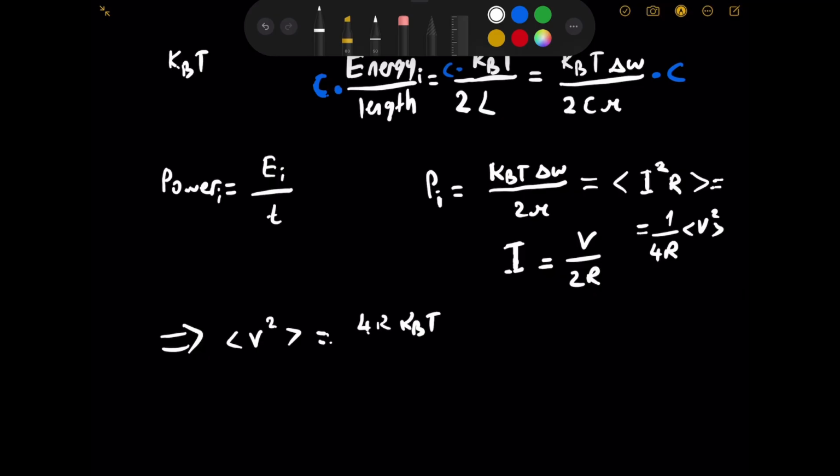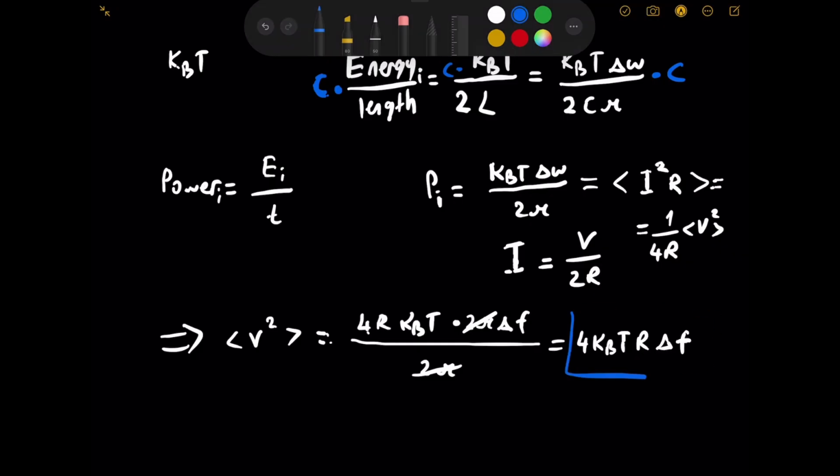kBT delta omega, for which we can just write 2 pi delta f, divided by 2 pi. And here the 2 pi's cancel, and you get the formula that you've probably seen before on this topic, that the Johnson noise is given by 4 kBT R delta f. And that's in fact the formula that I wanted to prove in this video.